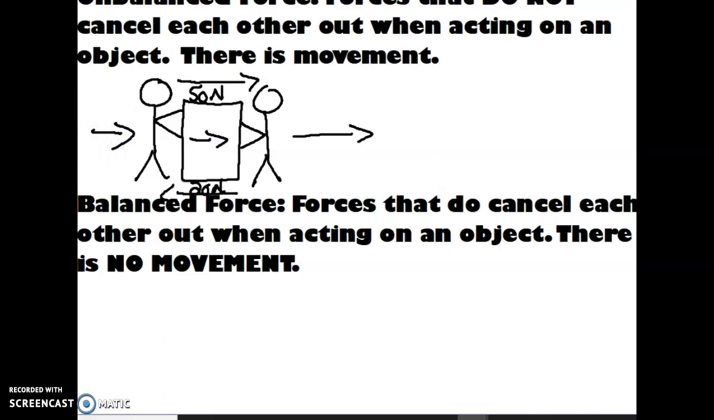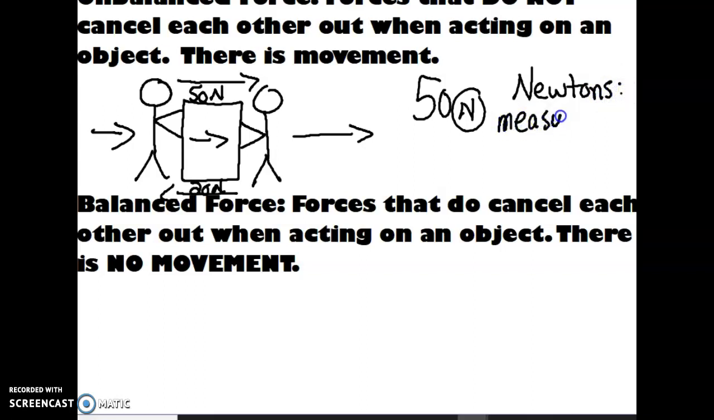Newtons, you're going to see me write this 50 N. So when I write 50 N, this N stands for newtons. Newtons are a measurement of force. So when something pushes or pulls on something, it's pushing and pulling with a certain amount of newtons. And so when you have unbalanced forces, you have movement.